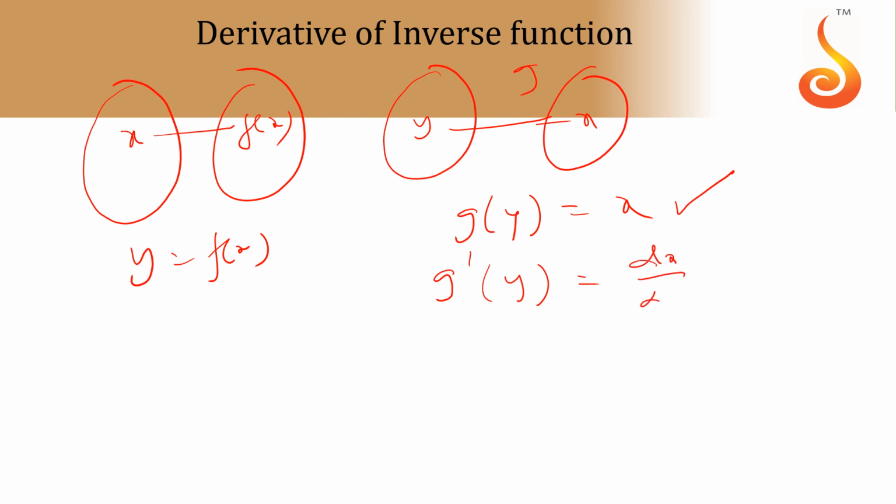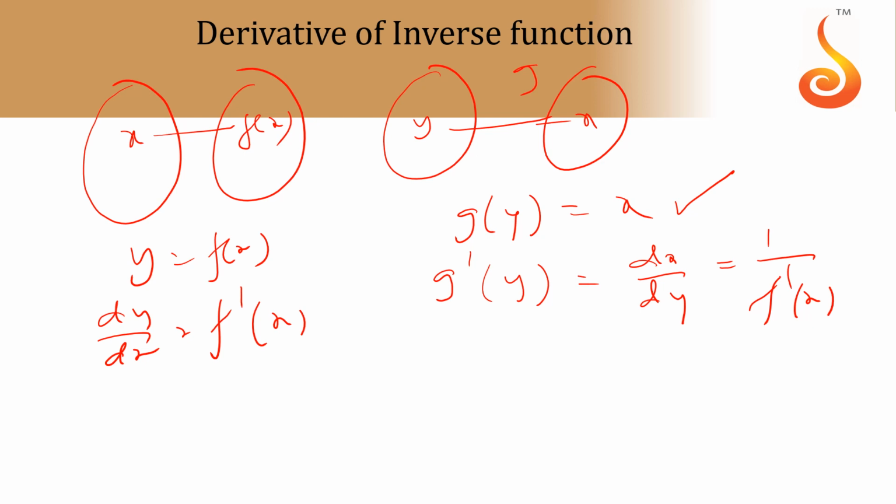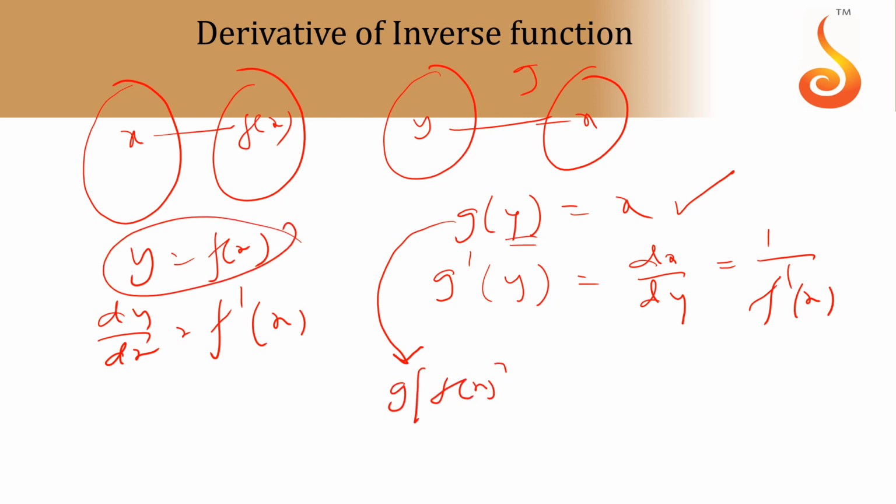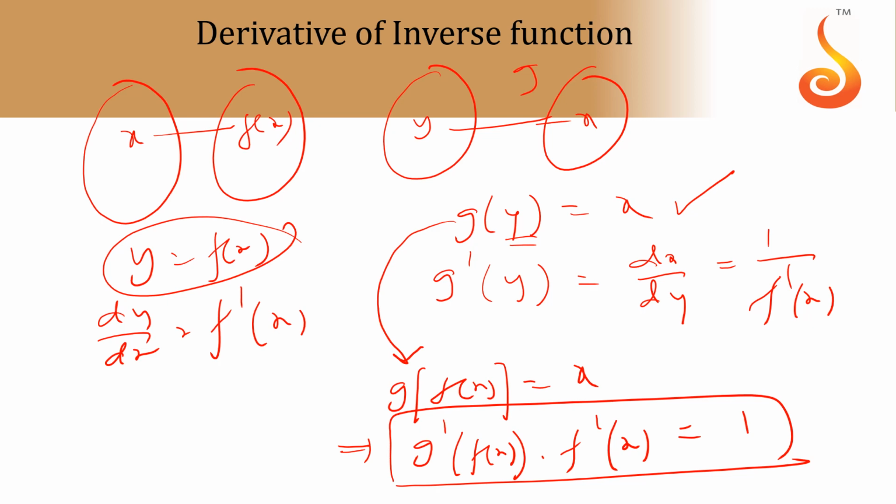Then dx by dy. So what is dy by dx? It is f dash x. So I can say dx by dy is 1 by f dash x. The meaning here is, in g of y equals x, in place of y you can replace f of x, and g of f of x is x, the identity function. So g dash of f of x into f dash x is 1. From this you can find the derivative of the inverse function.